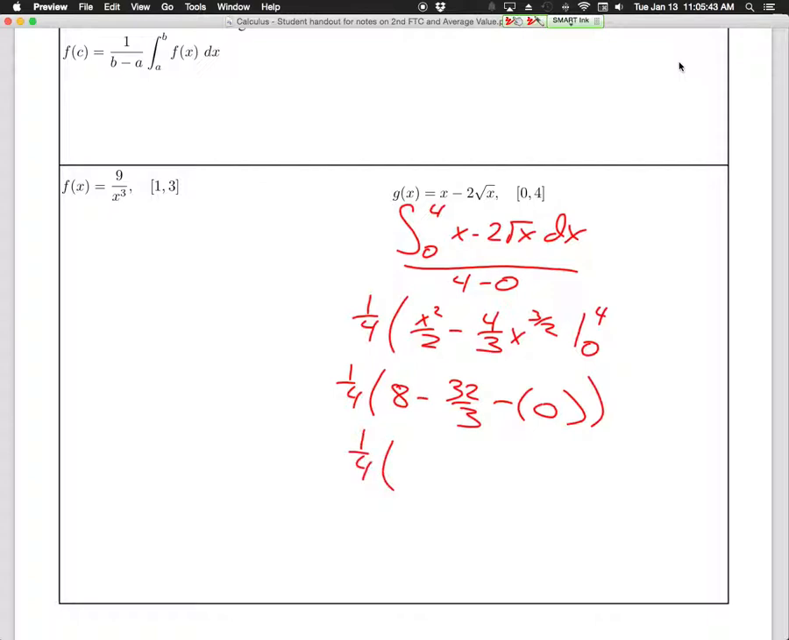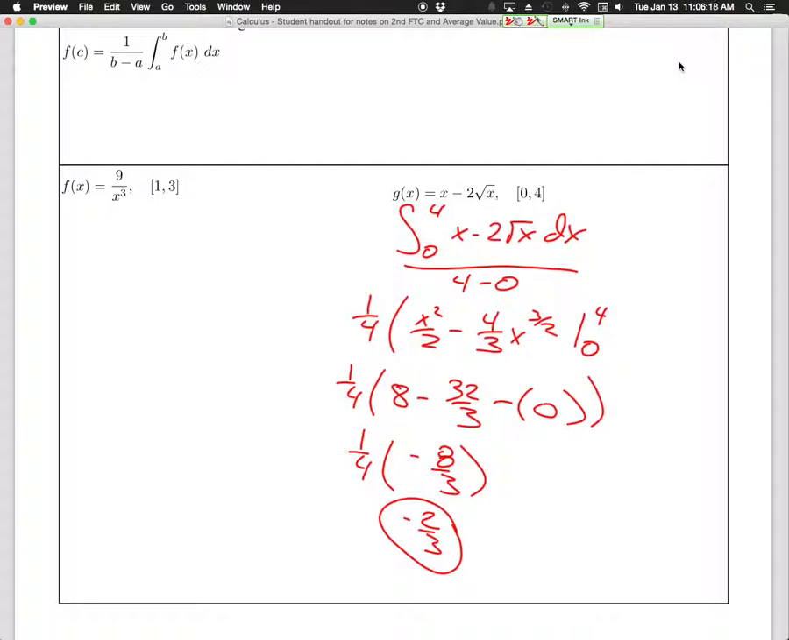So what is 8 minus 32 over 3? Negative 8 over 3. And 1/4 times negative 8 over 3 is negative 2/3. What did we find at negative 2/3? The average y value. So we'll have two answers on these. You can have 2 answers. Okay, and I think this one does have 2 answers on it.